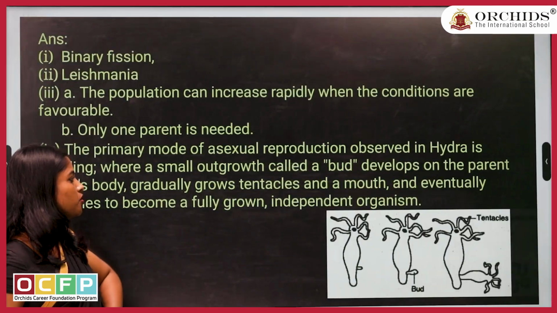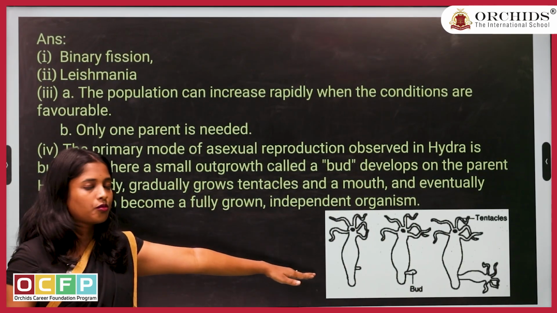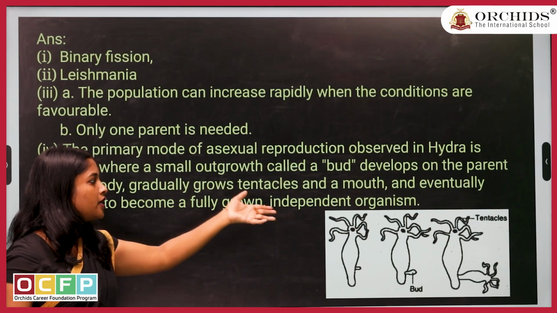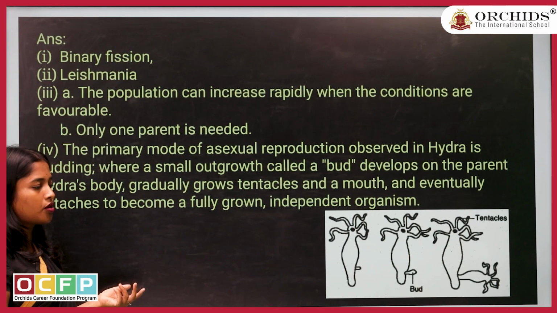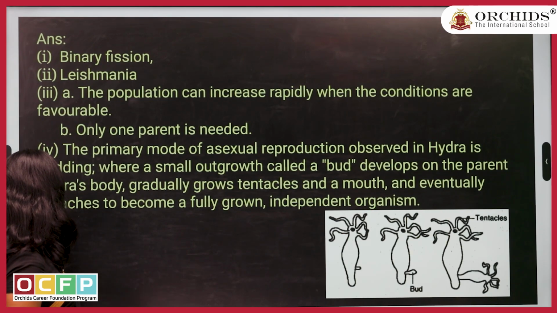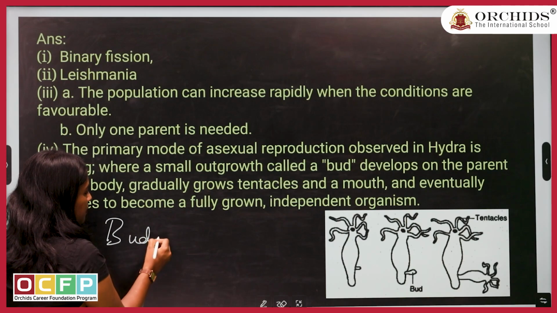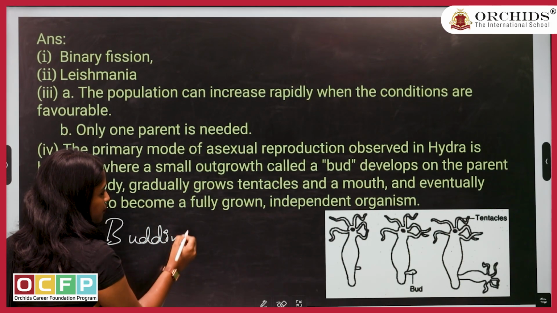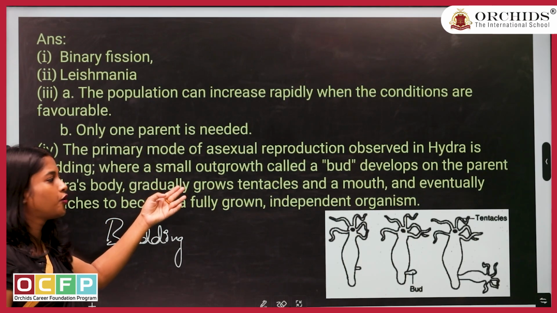So now we are supposed to explain, since it is a 2 mark question, you need to draw the diagram also and you need to explain. The other mode of reproduction that Hydra has, the primary mode of reproduction in Hydra, is budding, right? You need to explain the budding in Hydra with the diagram. So how will you explain? You put it in 2 points.